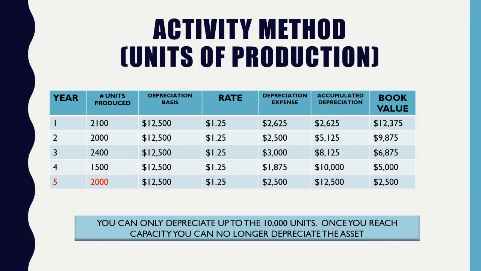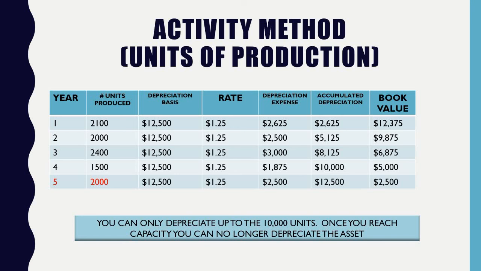However, in our books, we need to reflect it at capacity. So if we produced more, you cannot record it. You're just going to have to record it at 2,000. So again, the second rule here is that your book value can never fall below salvage value.